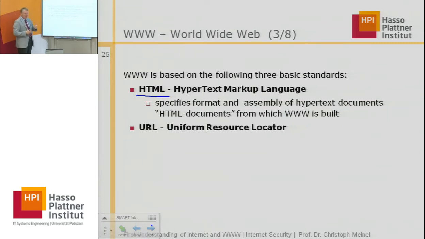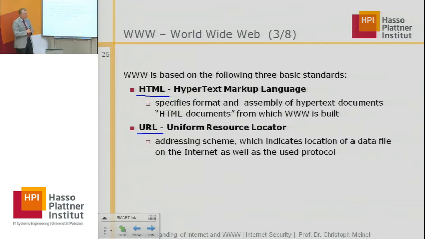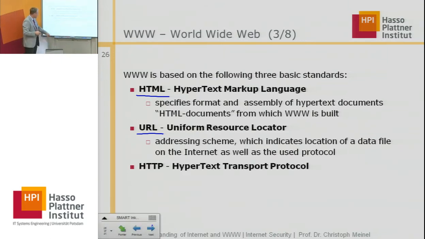The second basic standard is the URL standard, Uniform Resource Locator. By means of the URL, the resources in the World Wide Web may be addressed. So the URL provides an addressing scheme that indicates the location of the data in the internet as well as the protocol used to access this data.